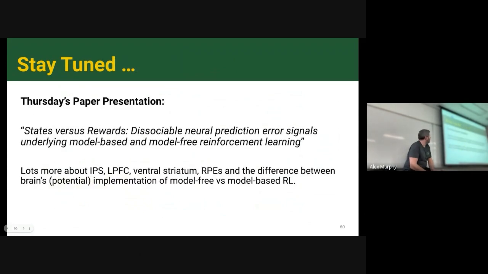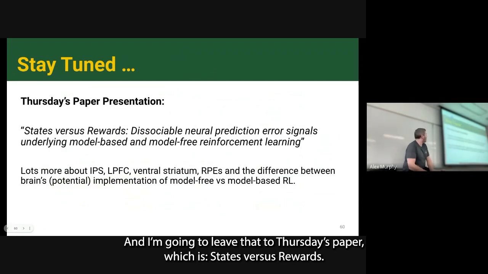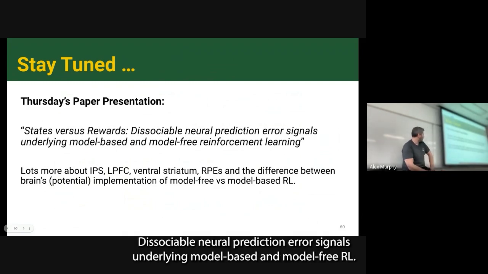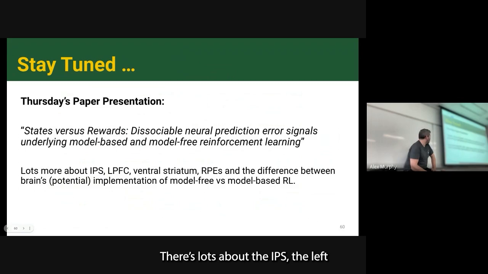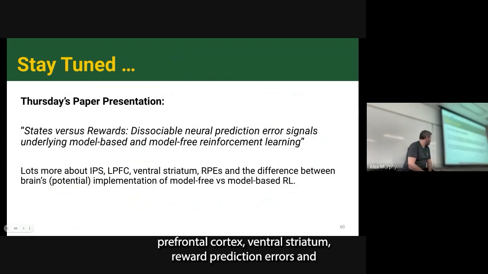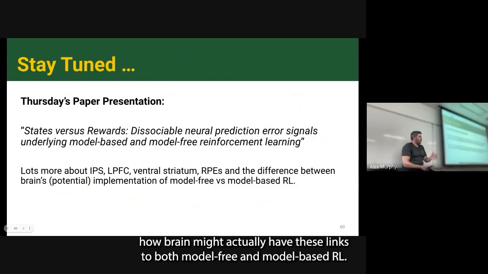And for that, I'm going to leave that to Thursday's paper, which is states versus rewards, the dissociable neural prediction error signals underlying model-based and model 3 reinforcement learning. So there's lots about the intraparietal sulcus, the left prefrontal cortex, ventral striatum, reward prediction errors, and how the brain might actually have these links to both model-free and model-based RL.